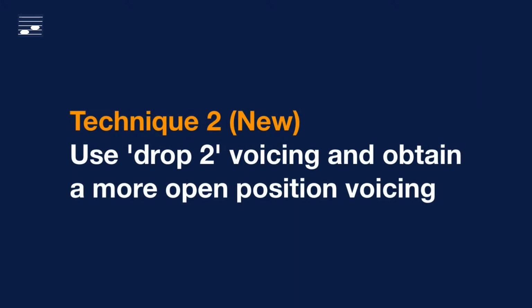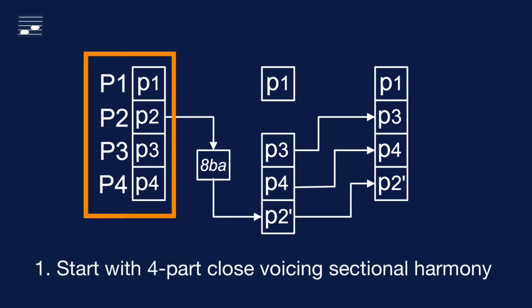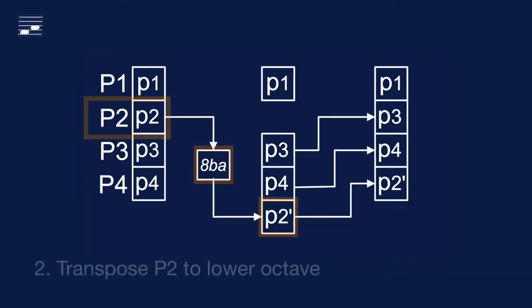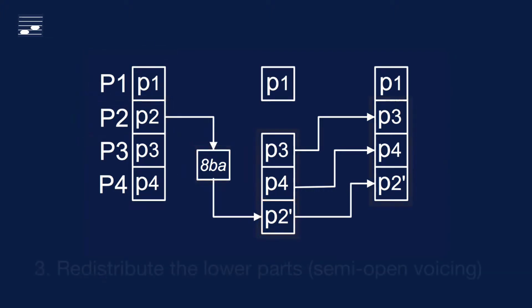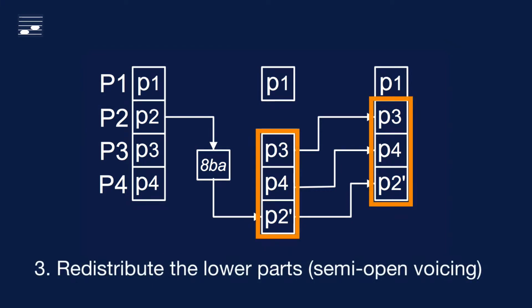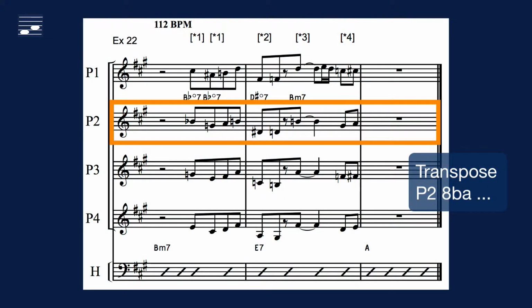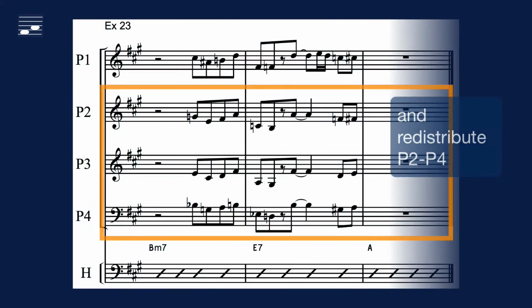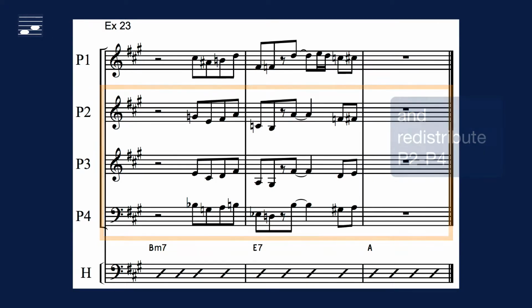We modify this voicing by using the so-called drop-2 technique. The procedure is illustrated in this diagram. We start from the close position 4-part voicing, then transpose the second part from the top to the lower octave. Finally, we redistribute the notes over the 3 lower parts. So, from the voicing in our example, we transpose part 2, then rearrange the parts with the transposed notes now in the bottom part 4.